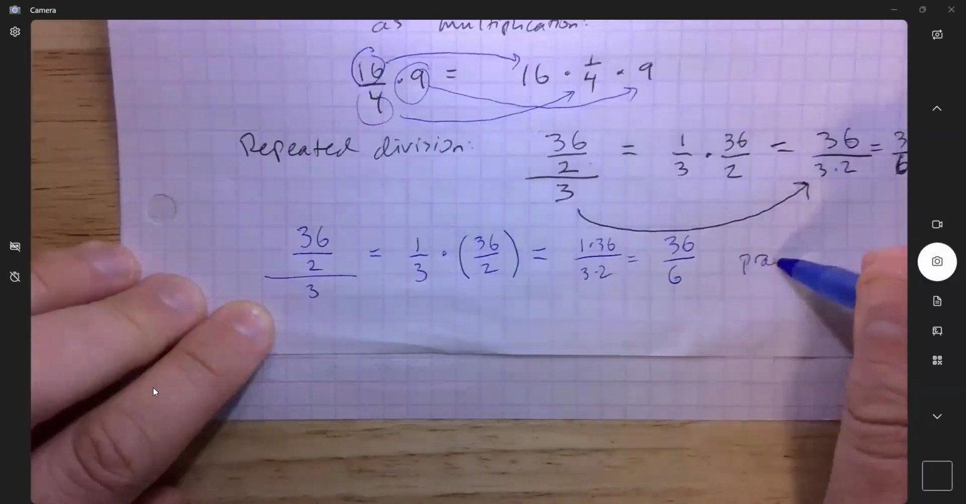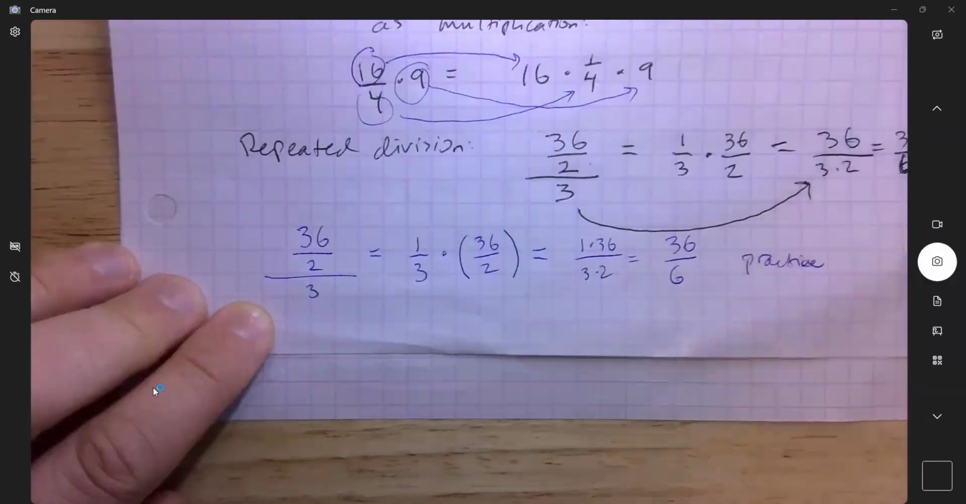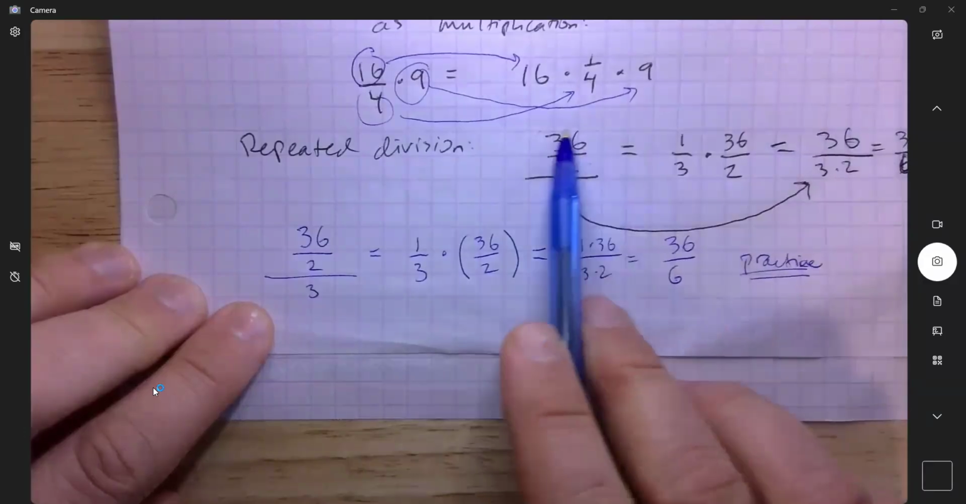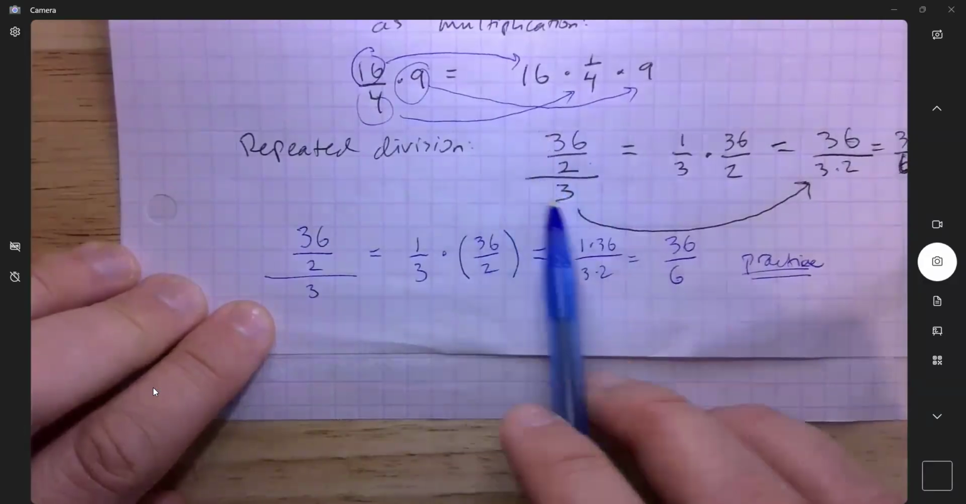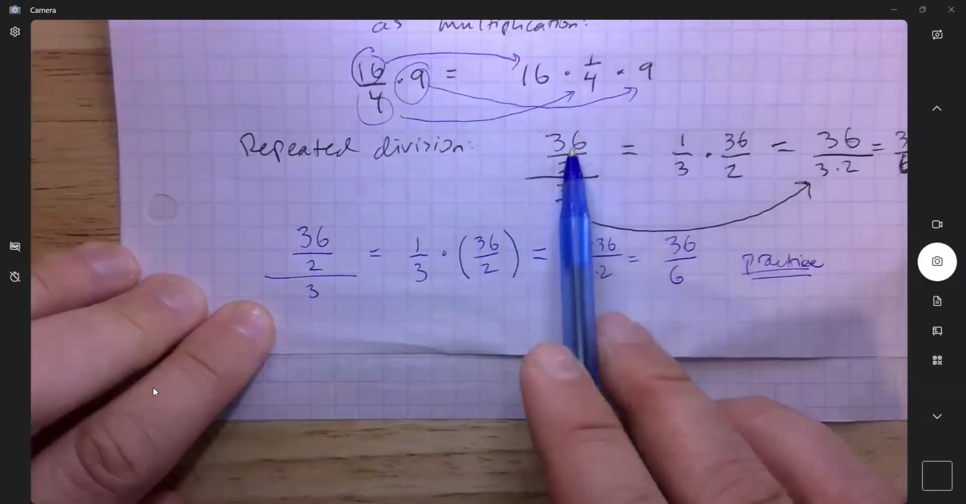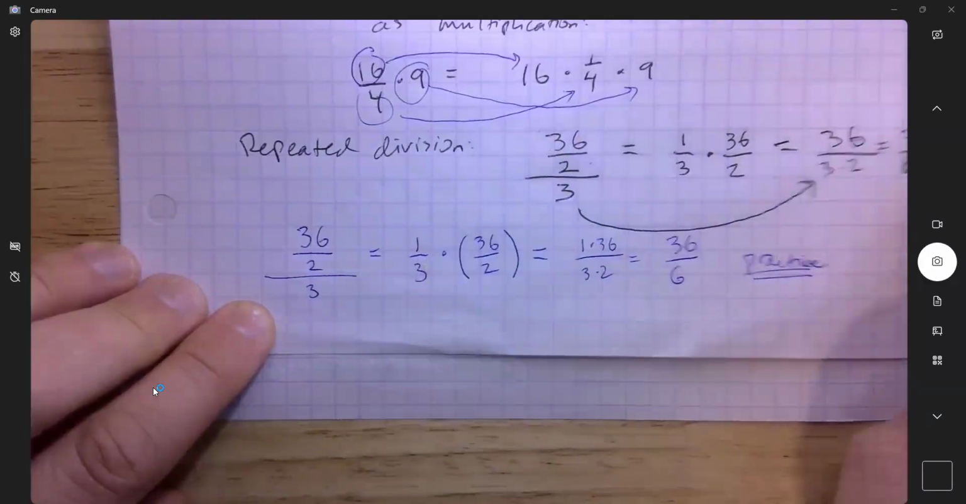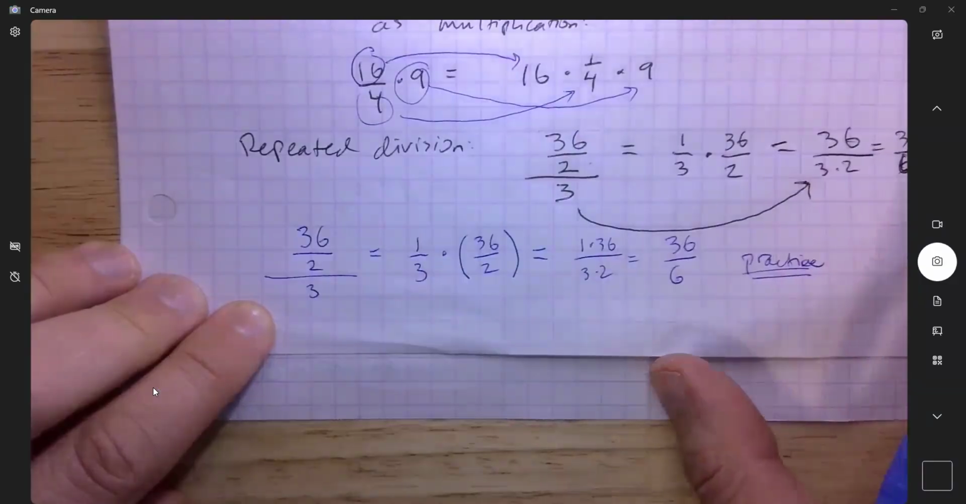This takes practice, and that's okay. You'll have chances to practice and to get some help. But I wanted to point out that division can get messy pretty quickly. So if you can write division as multiplication by a fraction, you've gone a long way to simplifying your work. Okay?